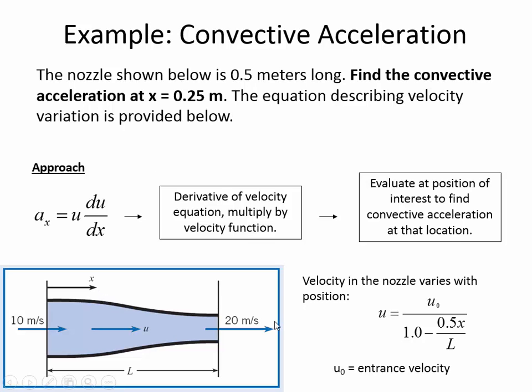So in this example, first of all, with this equation, we'll find du/dx using the chain rule at the location of halfway, at x equals 0.25. Then when we find du/dx, we'll also evaluate this function to find the velocity at the midpoint, and then multiply the two together. Multiply the velocity at a location by du/dx at a certain spot.